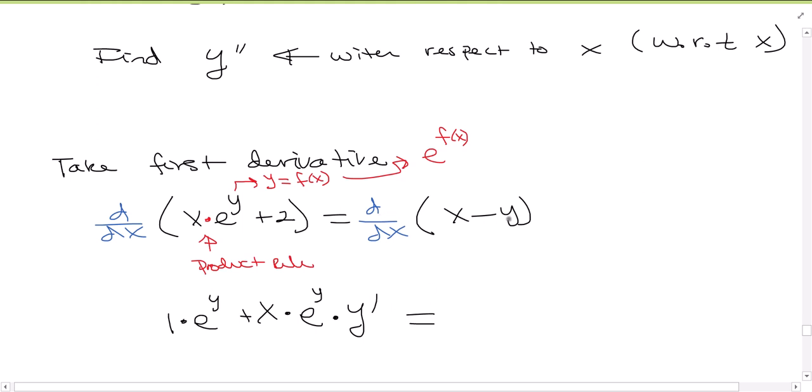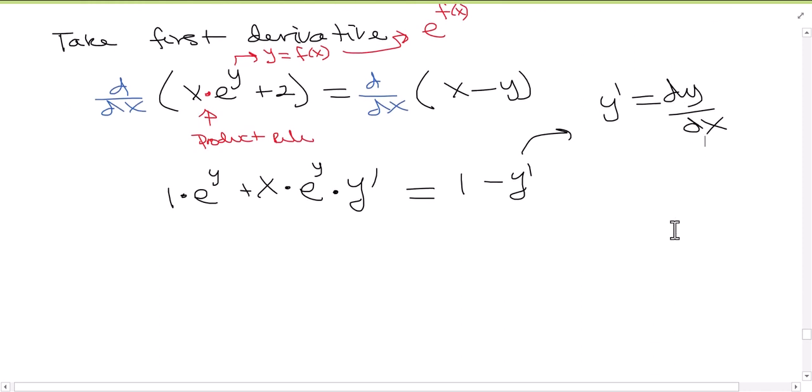Equals the derivative of the right side. So the derivative of x with respect to x is 1. The derivative of y with respect to x is y prime. My y prime here is denoting dy/dx, the derivative of y with respect to the variable x. And so now you can either solve for y prime here and then take the second derivative, or you can take the derivative and then solve for y double prime. But I'm going to solve for y prime and then find the second derivative.